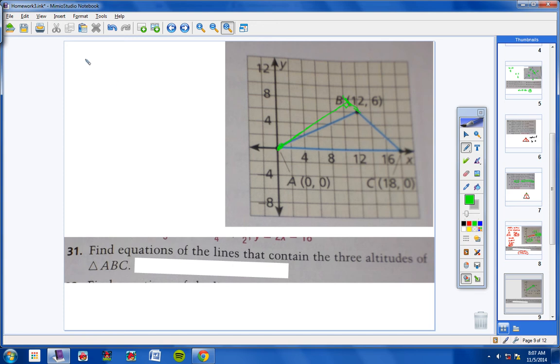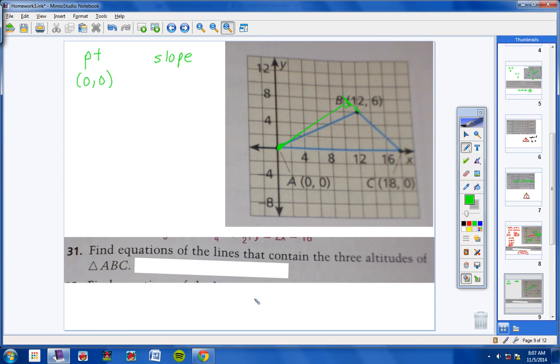Well, guys, remember, when you're writing a linear equation, all you need is what? A point and a what? Slope. Well, guys, we have a point that lies on the green line, 0, 0, because we know the altitude comes from vertex A. So I know I've got point 0, 0. Okay? Very good. Now, what about the slope, Mr. Earhart?